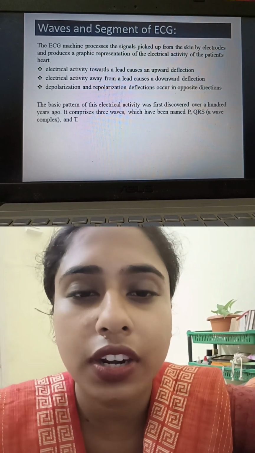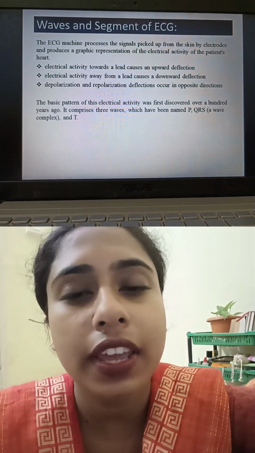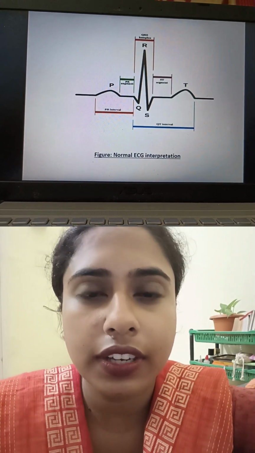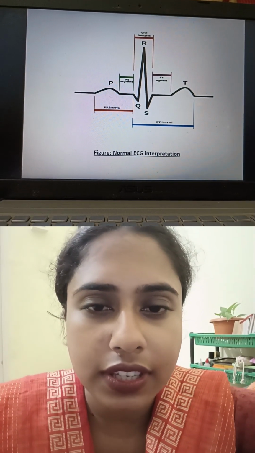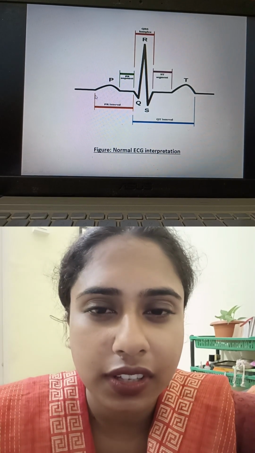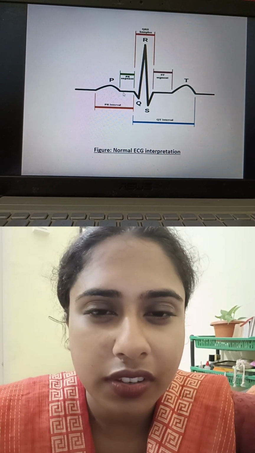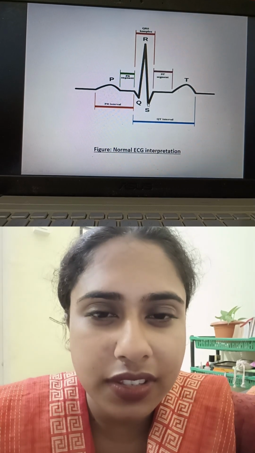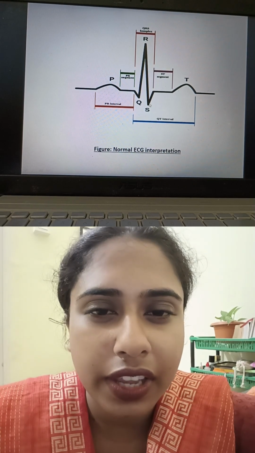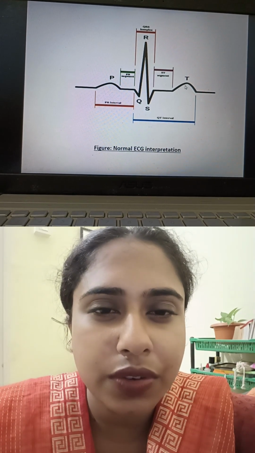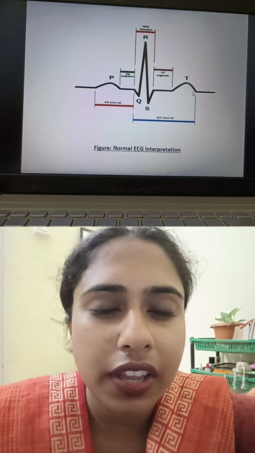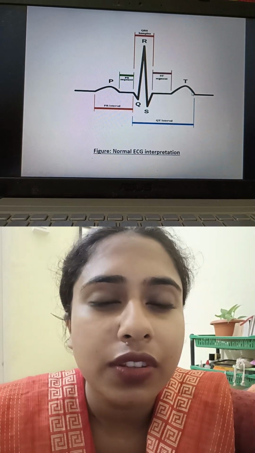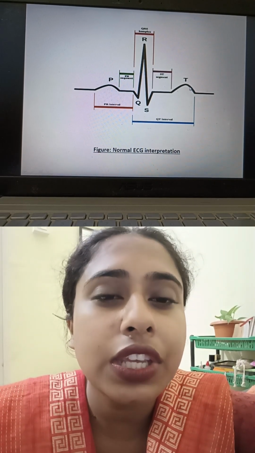Next, you can see this is the P wave, and this one is the QRS complex, where the Q, R, S waves are there, and this one is the T wave. As I have mentioned, in some ECG reports you can find a U wave. The U wave will come after the T wave. After the T wave there will be some upward deflection, which is called the U wave.